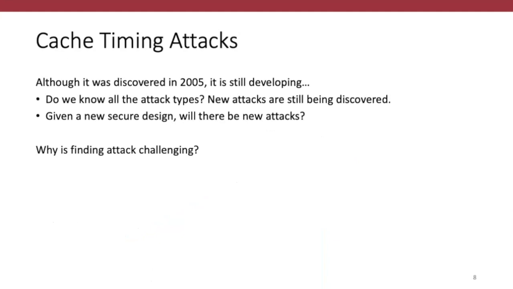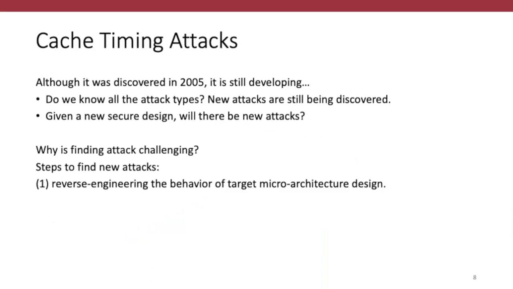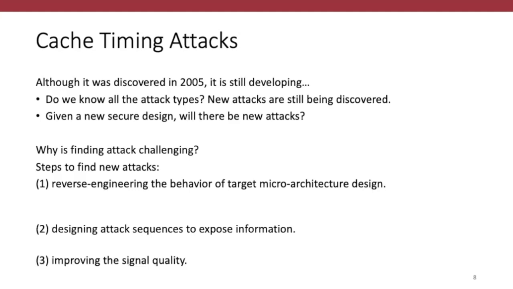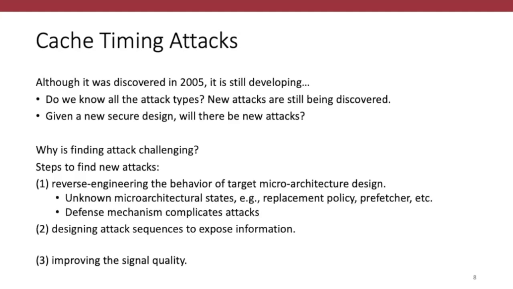I want to emphasize that finding attacks is challenging. Typically, there are a few steps. First, we need to reverse engineer the behavior of the design. If you want to attack a real machine, you first want to reverse engineer the cache structure and the microarchitecture design of that system. For processors today, like Intel CPUs, a lot of design details are undocumented. Second, we need to design an attack sequence to expose the information. And third, we need to reduce the noise in the system to get valuable data of the victim process.